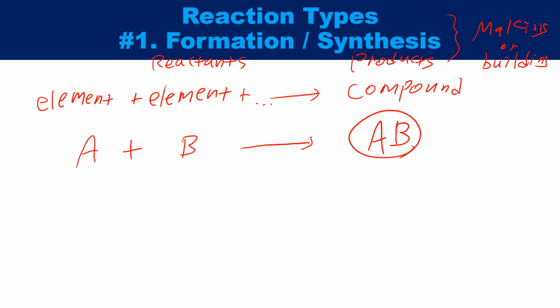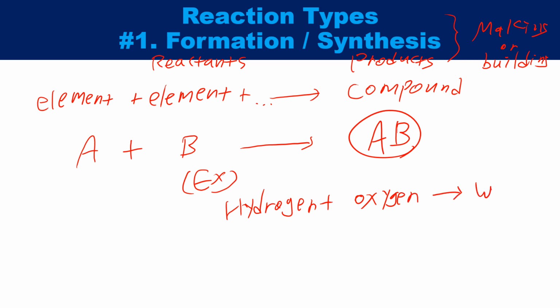A good example of this is, for instance, if I have hydrogen adding with oxygen, if we make water, this is an example of formation or synthesis type of reaction because hydrogen is element H2, oxygen is element O2, water is H2O. We are using hydrogen and oxygen to build water. So this is a type of formation or synthesis reaction.